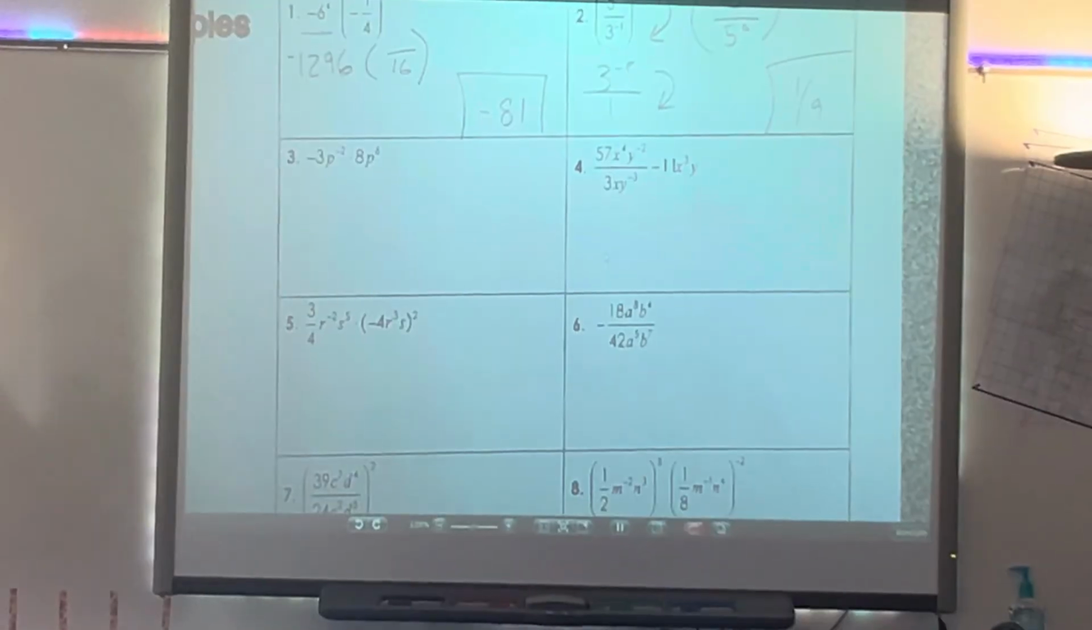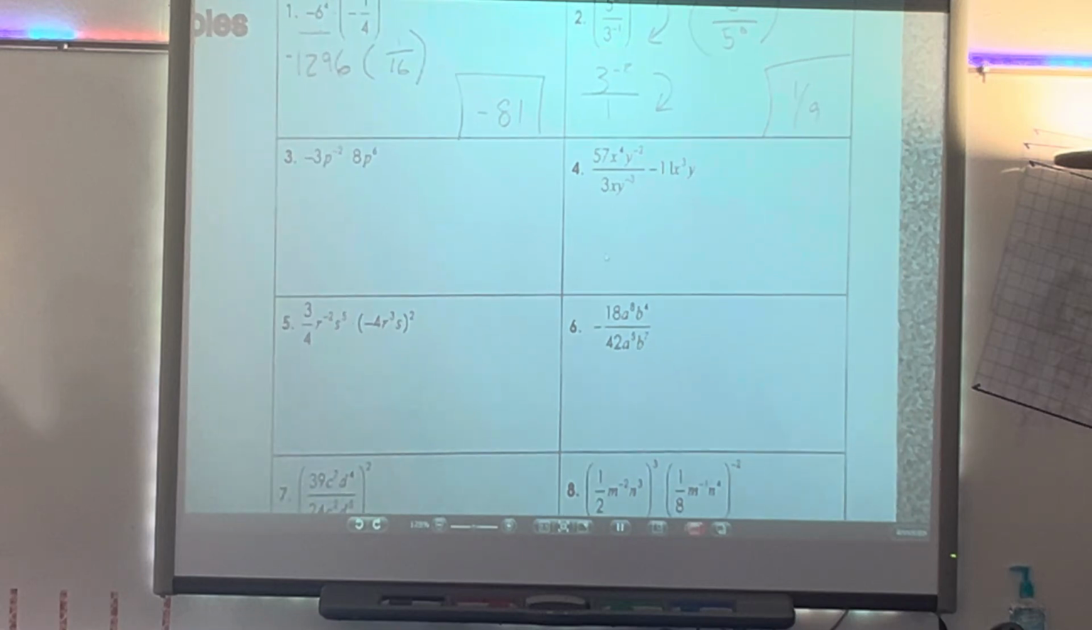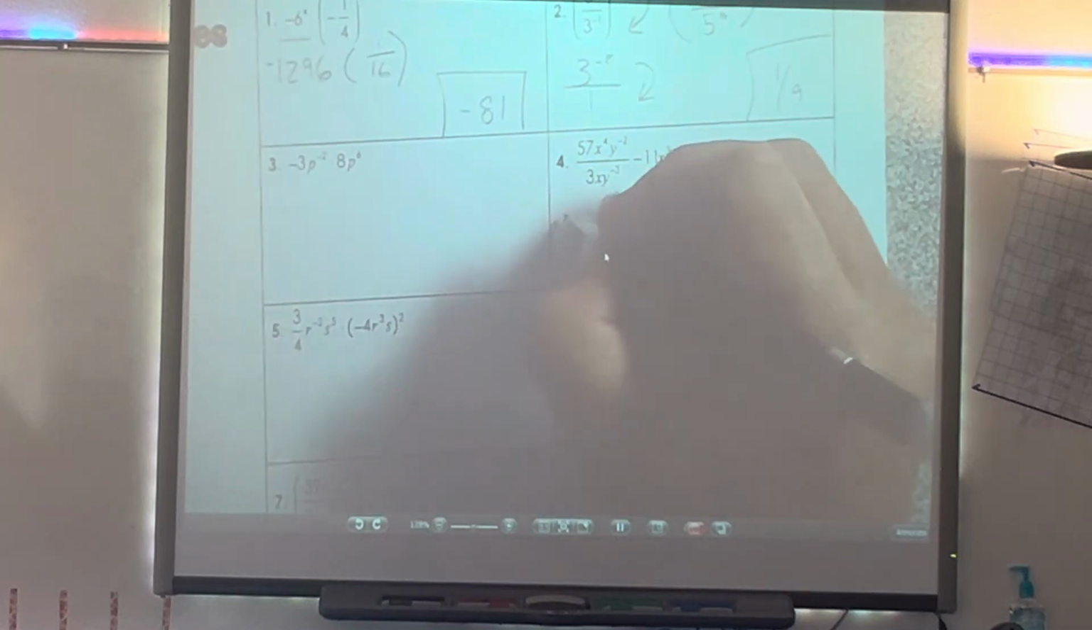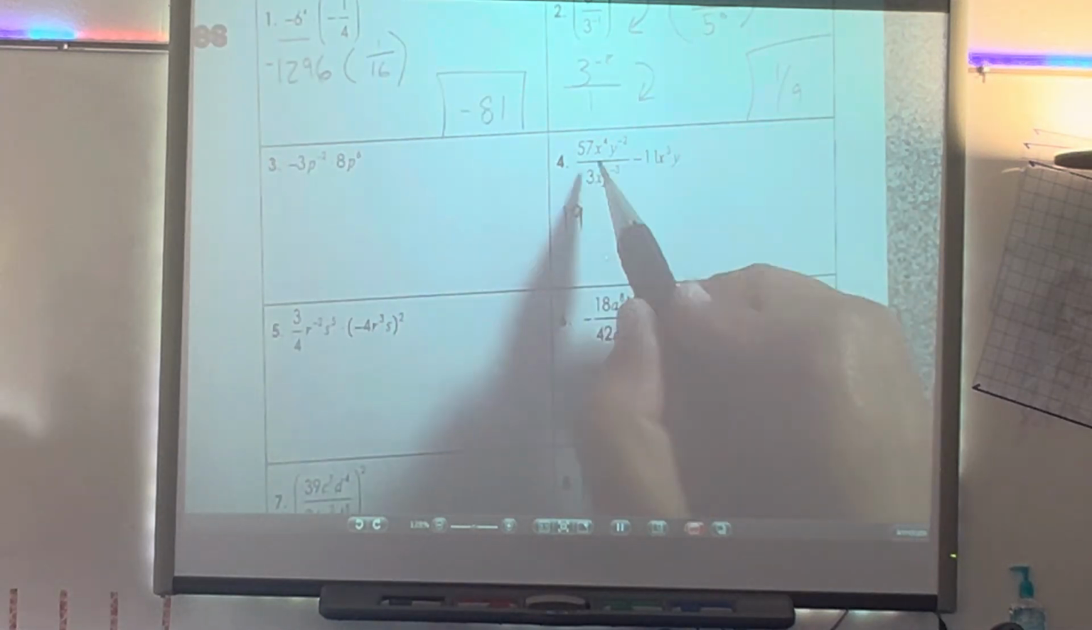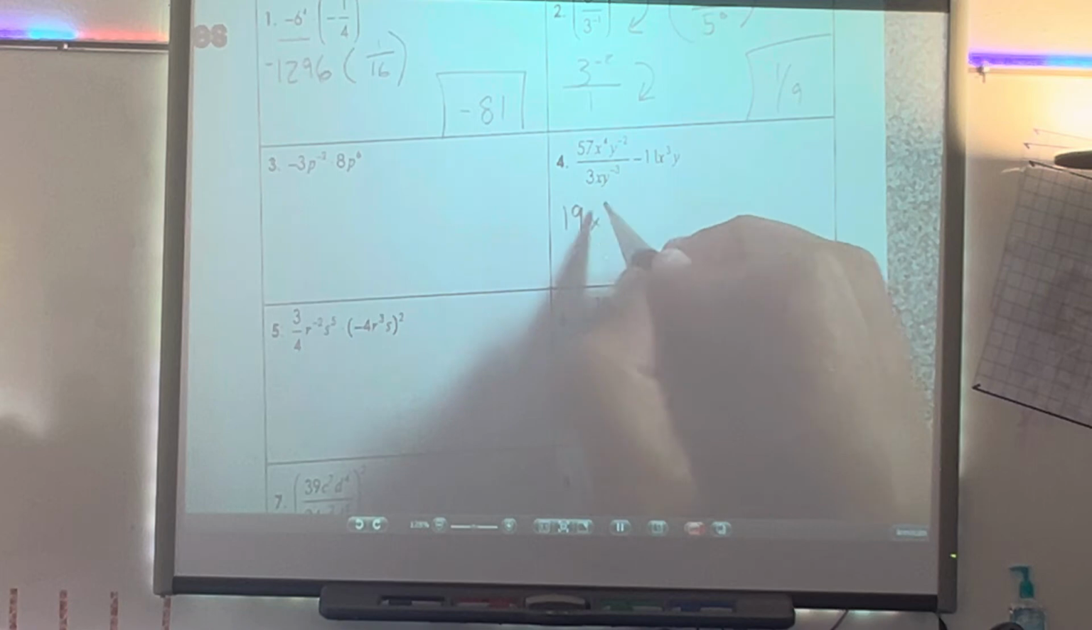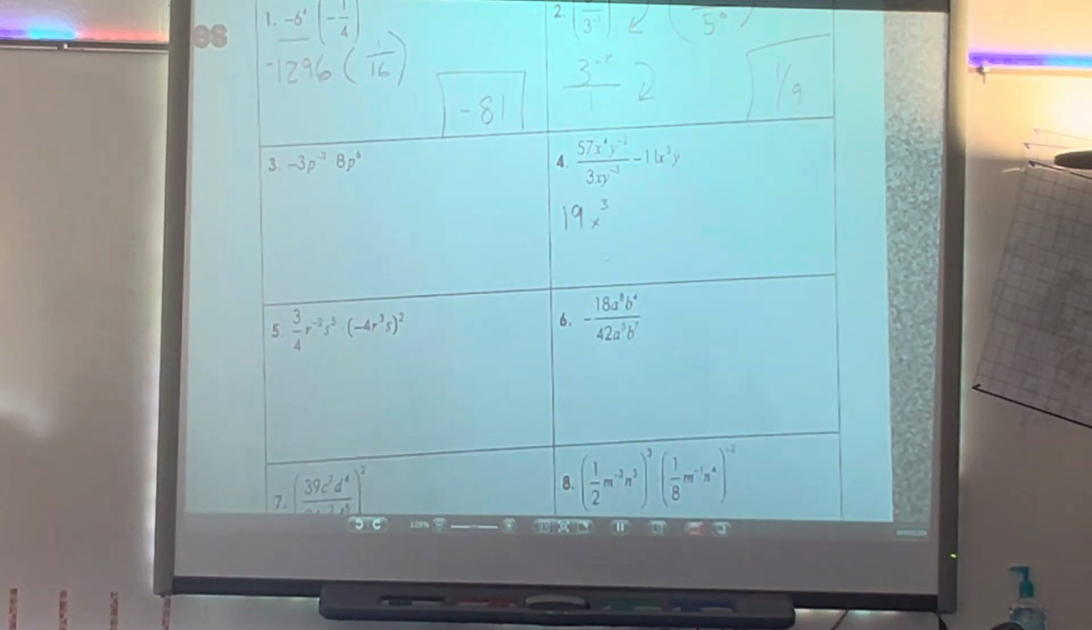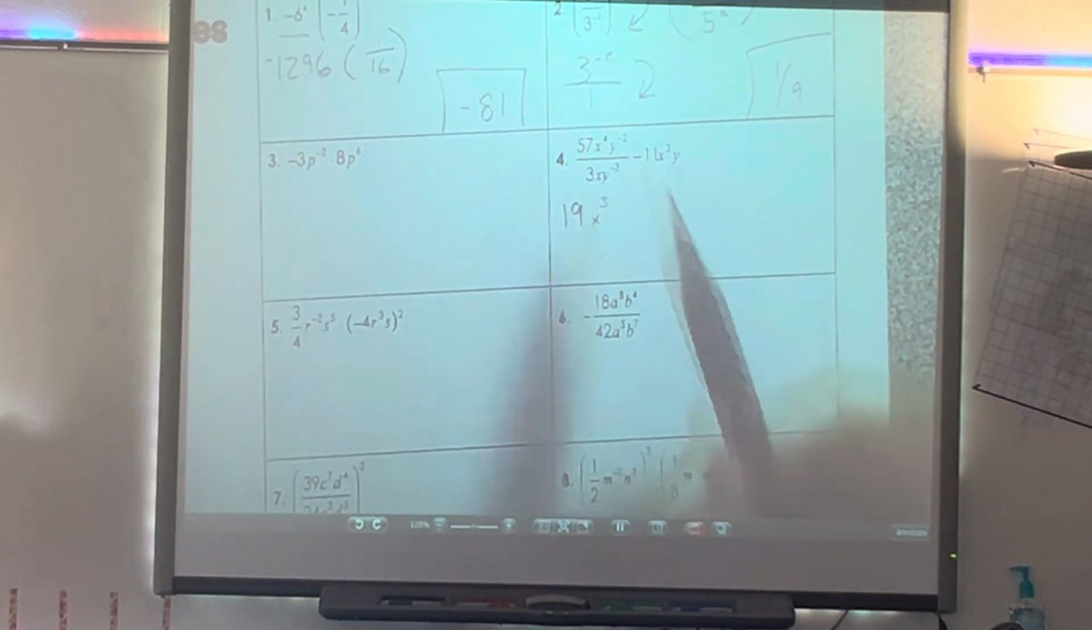Yeah, we have to use that division rule. So, if it was me, I'd probably go ahead and do 57 divided by 3, which is 19. The x's I already know, 4 minus 1, so that's going to give me x to the third. Y'all okay there? And then you can look at this however you want to.